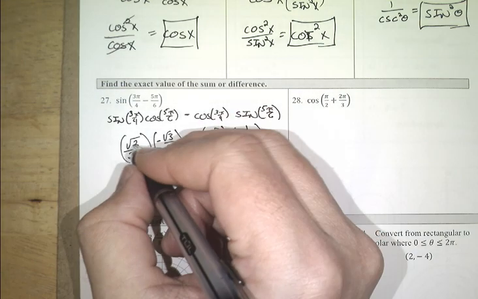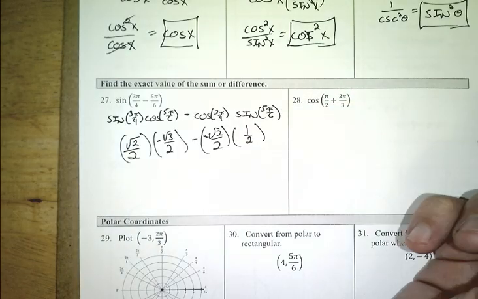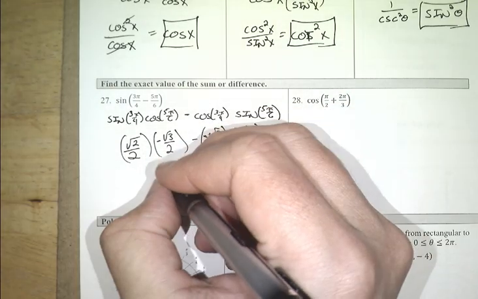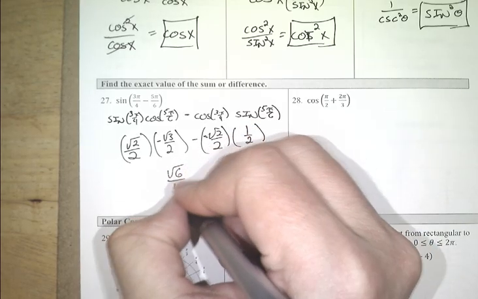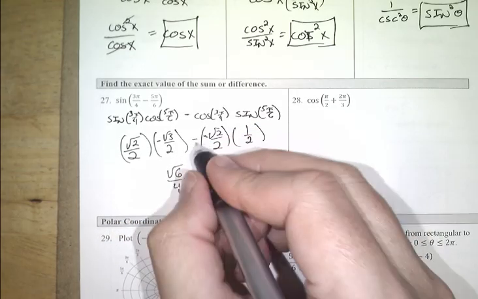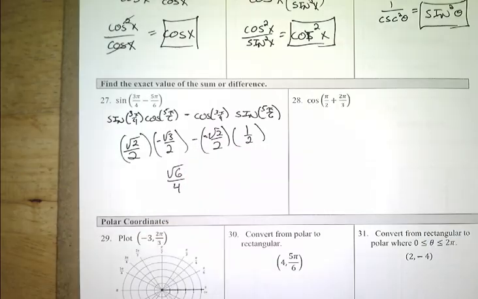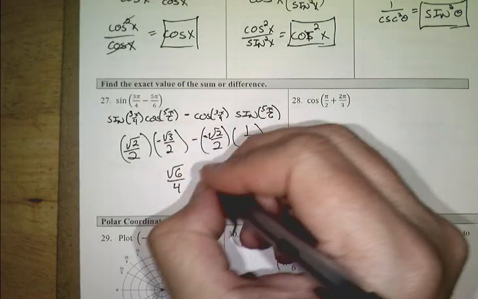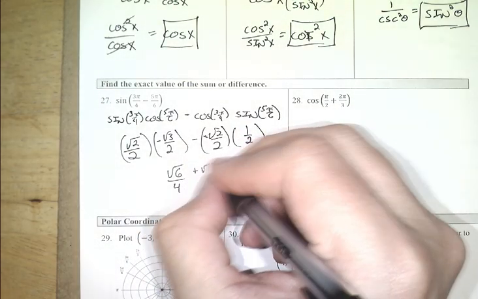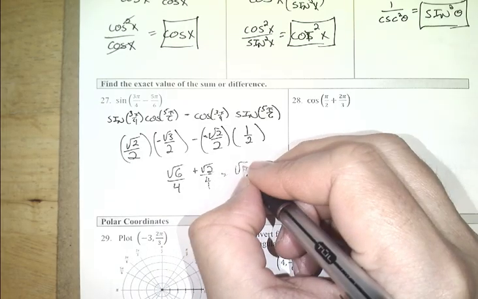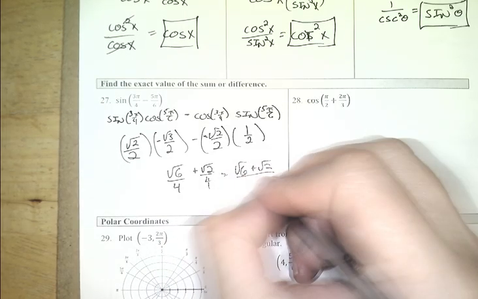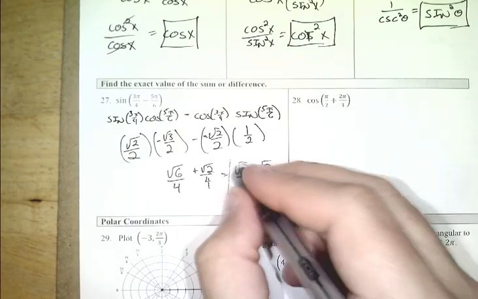And now we can just simplify. Square root of 2 times a negative root 3 is going to be the negative square root of 6 over 4. And then negative times a negative here is going to be a positive root 2, so this will be plus root 2 over 4. So we end up with root 6 plus root 2 over 4.